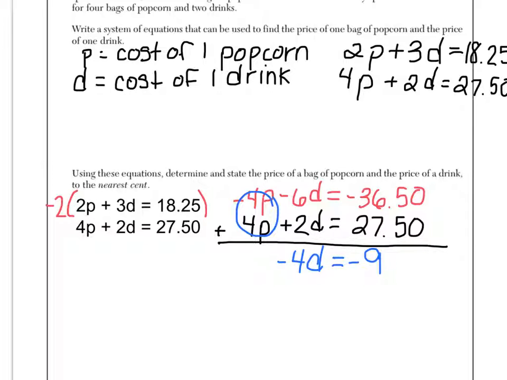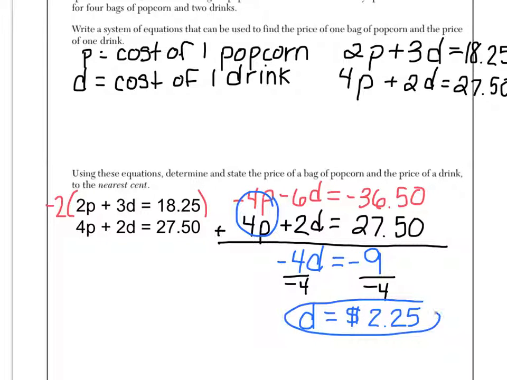Now it's smooth sailing from here on out. We just need to divide both sides by -4. So if we do that, we end up getting d, the cost of a drink, being $2.25.